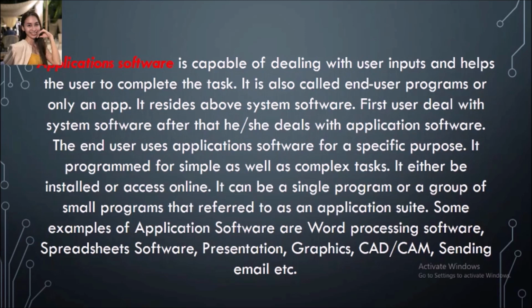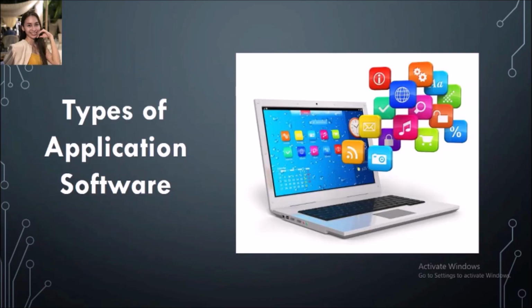Some examples of application software are word processing software, what you call Microsoft Word, which is the most common, especially for those who are using laptops or computers. We have spreadsheet software, presentation, graphics, CAD, CAM, sending email, and so on. There are a lot of applications around, and we cannot name them all because there are so many to mention. Okay, types of application software. As we have mentioned, there are so many of them, so they have been categorized according to the needs of the users.